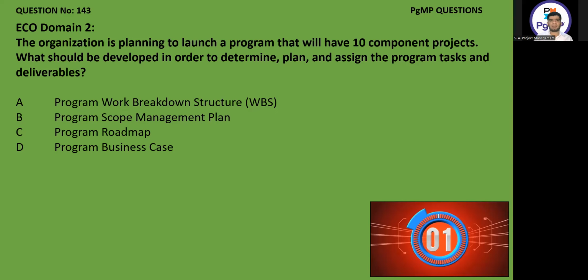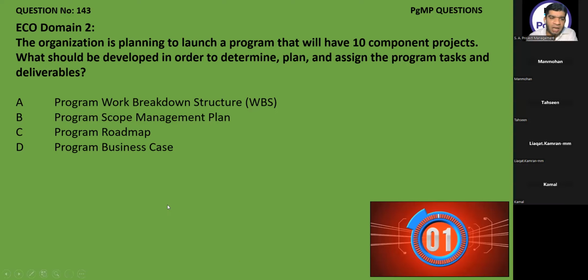A, program work breakdown structure. B, program scope management plan. C, program roadmap. So A and C can be the option, but here he is only explicitly asking you about tasks and deliverables. Just remember, whenever he asks you about activities or something very directly, the answer is only program work breakdown structure. In the program WBS, we have actual delivery task and activities.